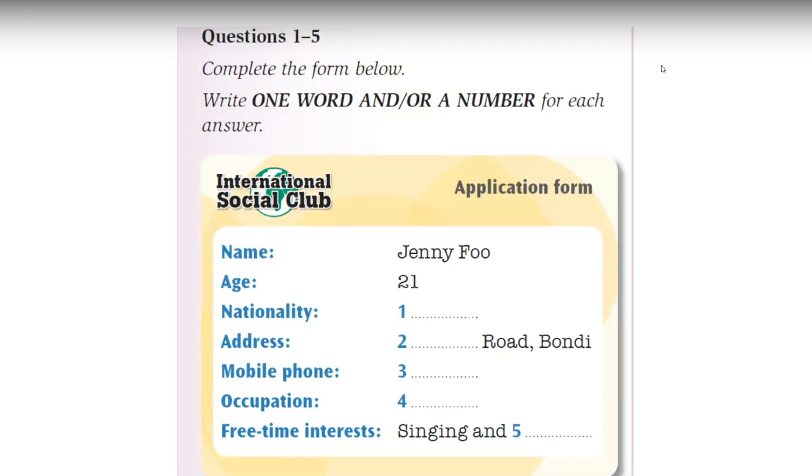Published by Cambridge University Press. This recording is copyright. Track 1.